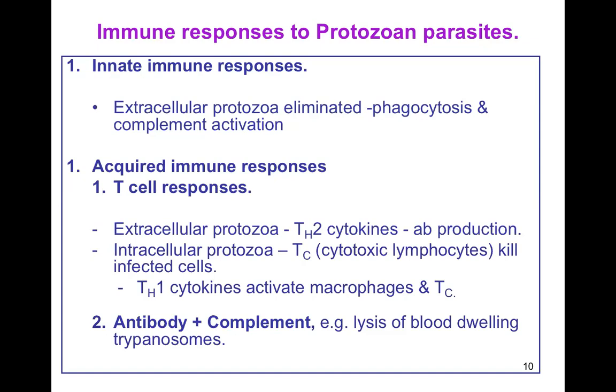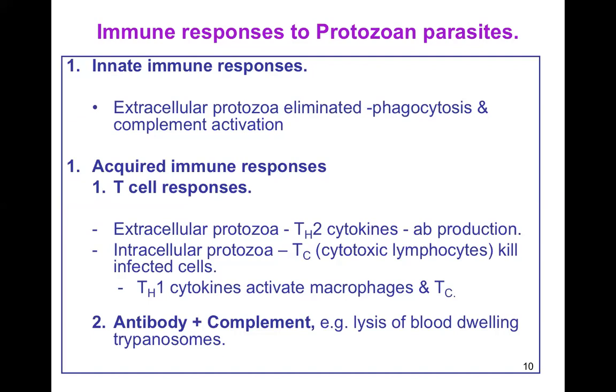So when we come to the immune response to protozoans, as parasites, protozoans will induce the innate immune response. And this is likely because they are extracellular. We have extracellular protozoans, which are usually eliminated by phagocytosis.